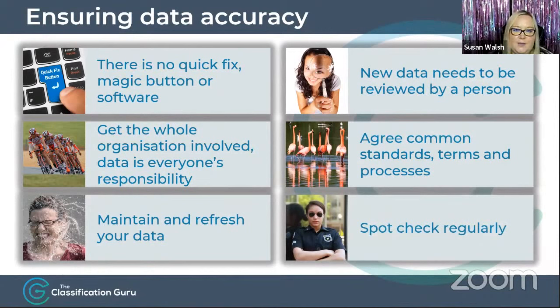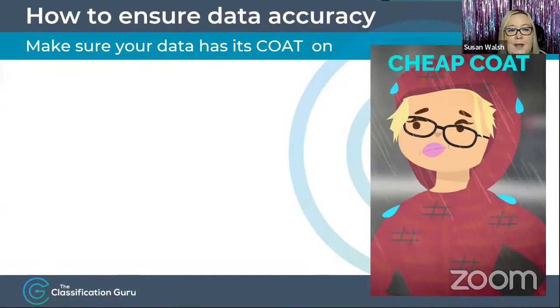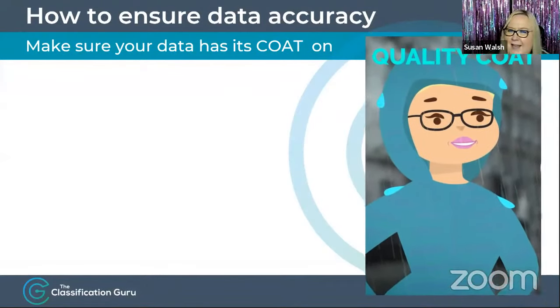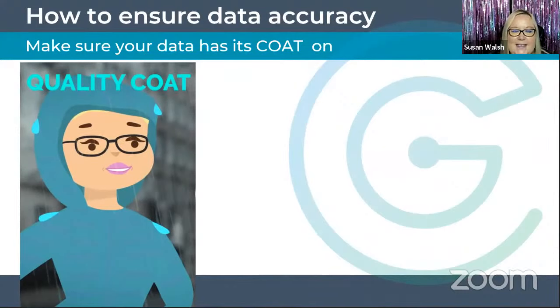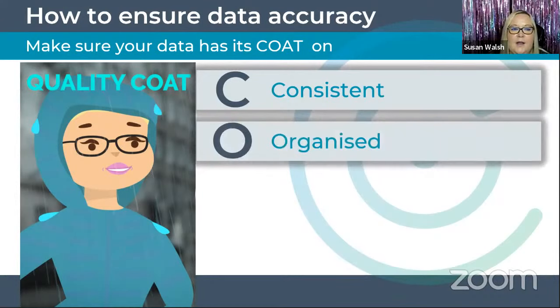But we know as data professionals what we need to do. How can we get our colleagues to get on board with it too? Well, the first thing I say is you need to make sure your data has its coat on. And what does that mean? Well, it means, firstly, that your data needs to be consistent. So is everybody using the same process, the same terminology, all those things we just talked about? Is everybody working the same way?